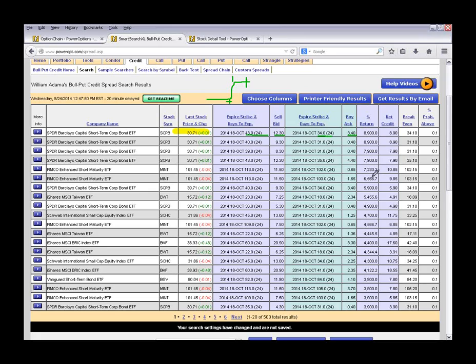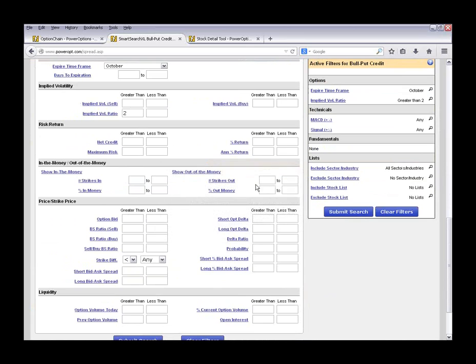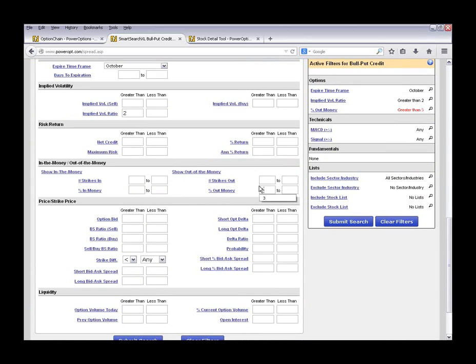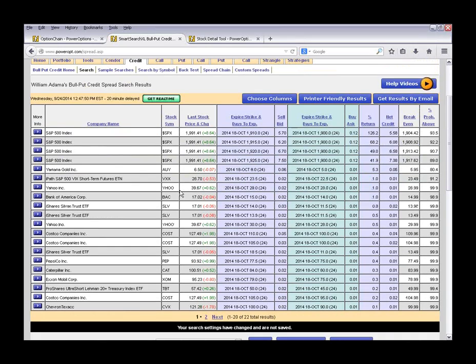We want to be out of the money, and we want to have a reasonable probability. So let's just make that change quickly. We'll keep this implied volatility ratio. Again, let's go at least 3% out of the money for the short put, the put we're selling, and keep a probability of around 70%. Let's go ahead and run that. Okay, so now we have 22, and there are some here that look pretty good, with SPX and Yamana Gold going forward as well. But let's take a look at these actual values.